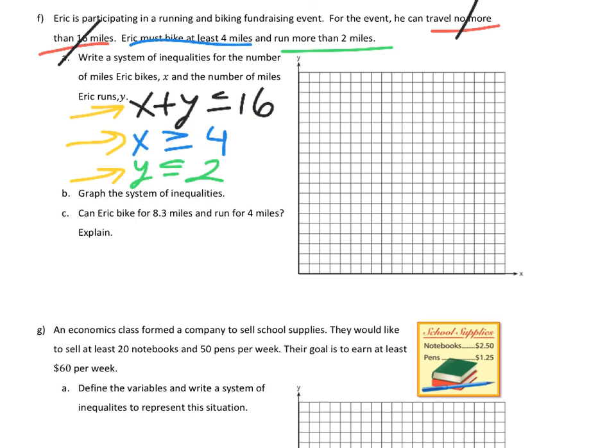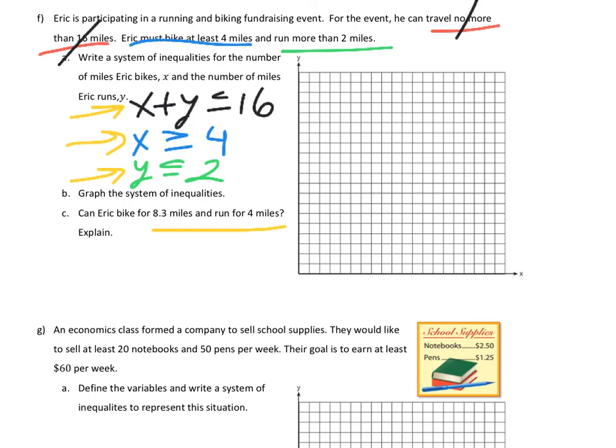Letter C, can Eric bike for 8.3 miles and run for 4 miles? So we only know the answer to that once you graph and shade these 3 inequalities. If this ordered pair, 8.3 miles and 4 miles, is in your solution where you shaded all the colors and wrote the S, then yes, it is. So again, explain that in a nice sentence.